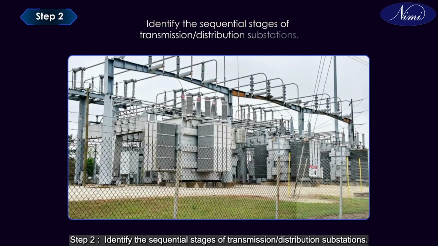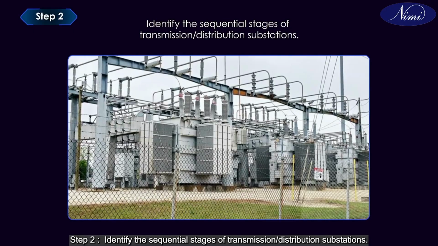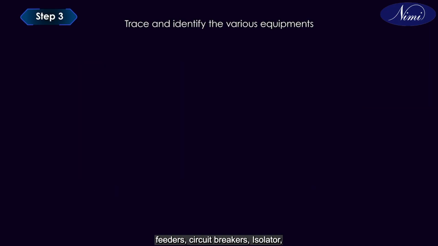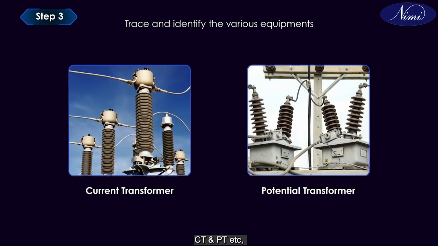Step 2. Identify the sequential stages of transmission or distribution substations. Step 3. Trace and identify the various equipments like transformers, feeders, circuit breakers, isolator, CT and PT, etc., from the generator to the consumer points in sequence of transmission and distribution substation.